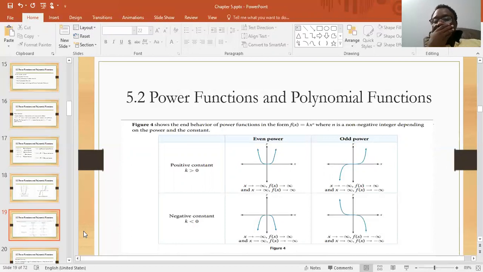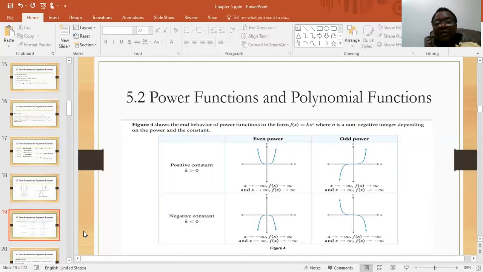For negative k, we have the parabola going down. It's not really like a parabola. It's the representation of a graph of a power function with an even power. So it's a deformation of the graph of f of x equals minus x squared. Here, when x tends to negative infinity or positive infinity, the limit is negative infinity.